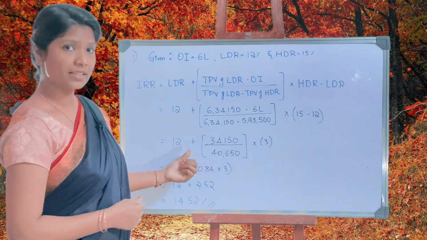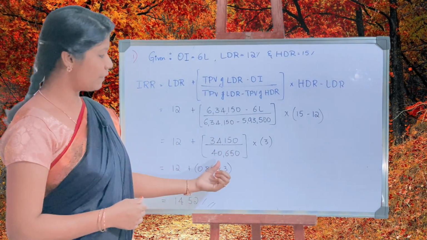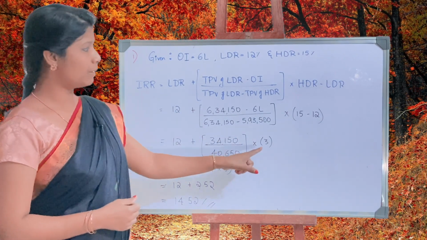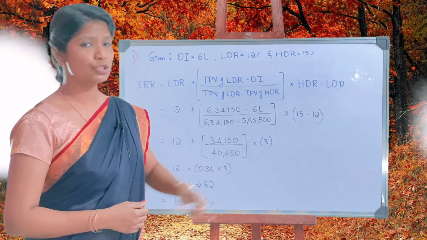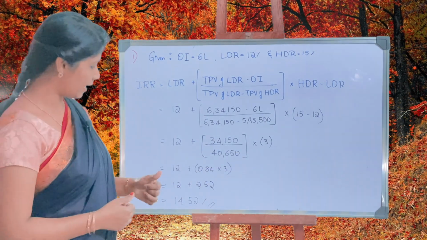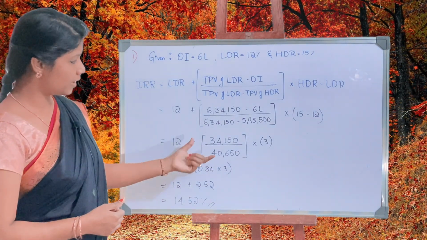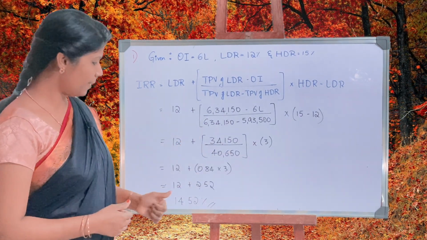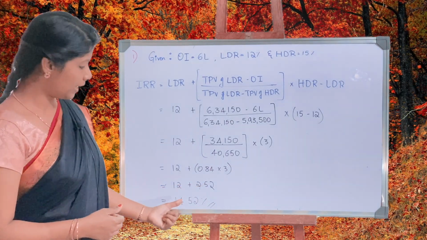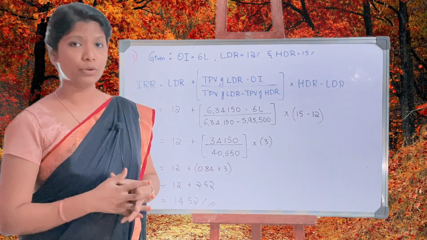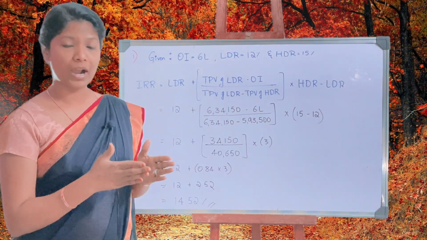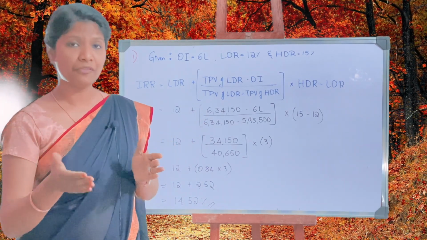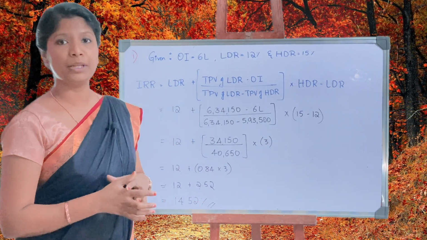So 12 plus 34,150 divided by 40,650 is just the solving of this step, and then multiplied by 15 minus 12 is 3. So 3 I put in the bracket, and then 12 plus, once we divide this value we arrive at 0.84. I am going to multiply it with 3. I get 2.52. Once I add it up, I come up to 14.52%. So IRR is somewhere between, as we calculated, it must be between 12 to 15%. So my answer is 14.52.